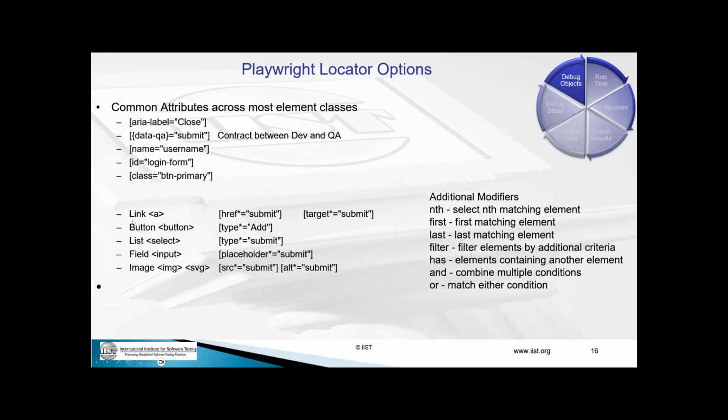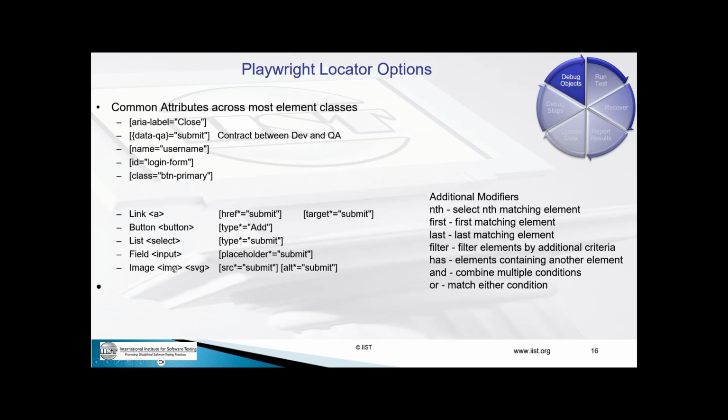If you happen to be doing a select, well, type is going to be in your select field as an attribute. If we're looking for a field, placeholder is quite likely going to be the attribute that's used in there. And by the way, the star and the equals is saying, hey, find something that does not have this exact wording, it contains. Look for a placeholder that contains the word submit.